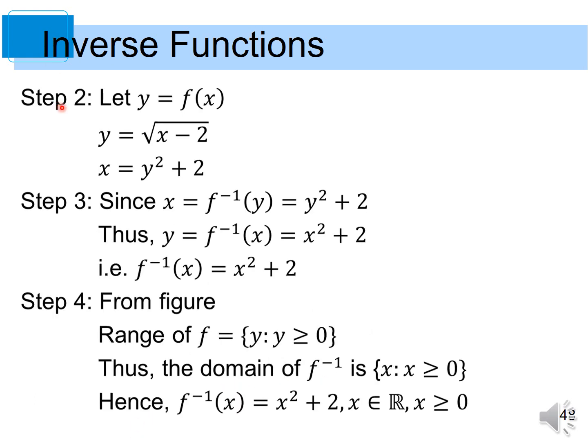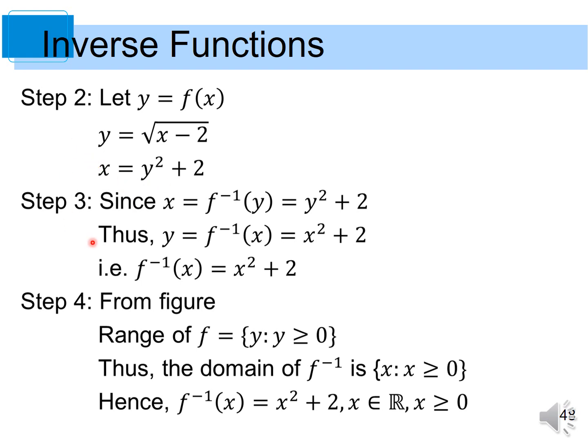Step 2. Let y equal to f(x). So you can change your f(x) to y. So we have y equal to the square root of x minus 2. And you solve for x. How to solve? You square both sides. Then you solve for x. After you solve for x, you obtain the x equation.